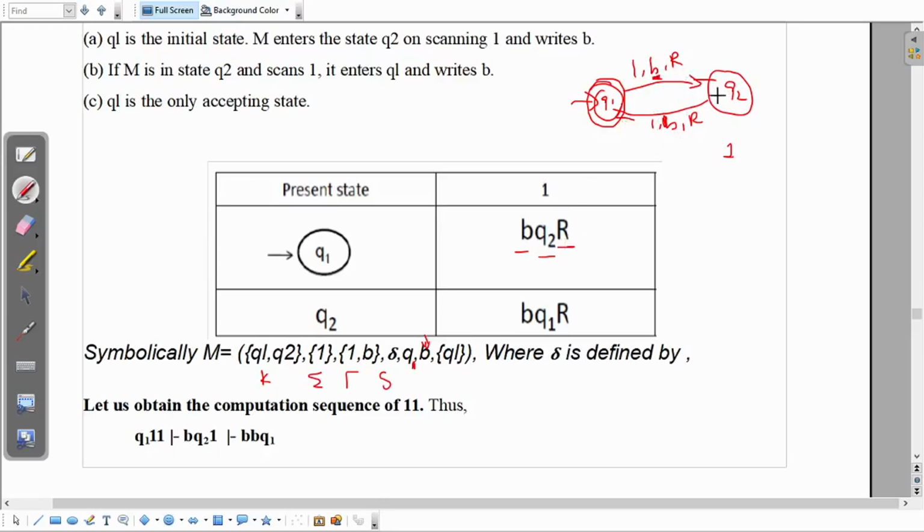Similarly here, Q2 on 1 goes to Q1, right? And 1 is replaced by blank, and it is taking a right move. Let us obtain the computation of the sequence 1 1. So let's understand the computation now.